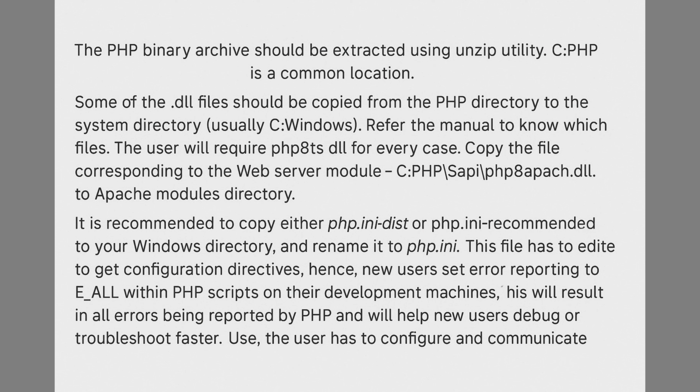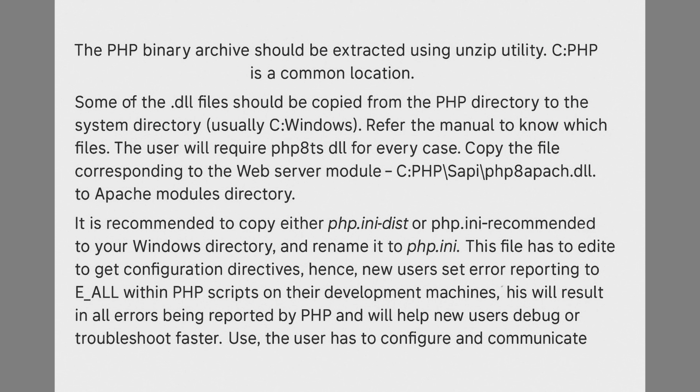It's also recommended to copy either php.ini-development or php.ini-recommended from your PHP directory into your Windows directory, and then rename it to php.ini. This file controls PHP configuration settings. You'll need to edit this file to set configuration directives. For example, new users should enable error reporting by setting it to all. This ensures that all errors are displayed during development, making it much easier to debug and fix issues quickly.